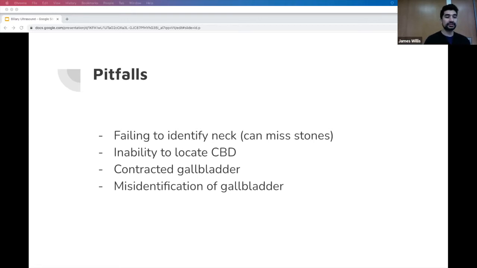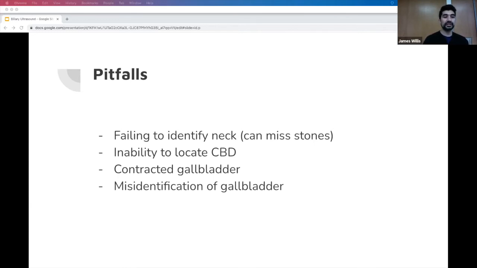And then the last one, we do this pretty often, is misidentification of the gallbladder. When you're in that area, oftentimes you can actually see the duodenum instead and mistake that for the gallbladder. A lot of people do this because you get that bowel shadowing that I was talking about earlier. Other things that you can confuse the gallbladder for are renal cysts or hepatic cysts.